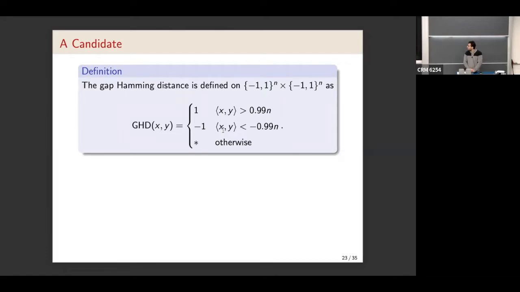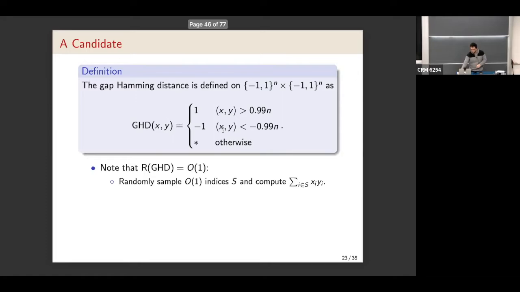I have a plus if the vectors are almost the same, so they're very close. The inner product is almost full, it's almost n, so 0.99 n. And it's minus one if they're almost antipodal, like their inner product is almost negative n. Otherwise I don't care. So these are things which have large margin, basically. They're far away from being orthogonal, right? So by design, it has large margin.